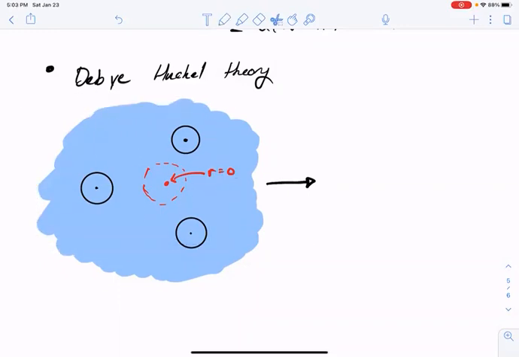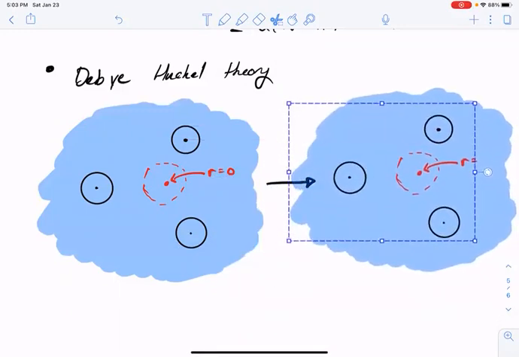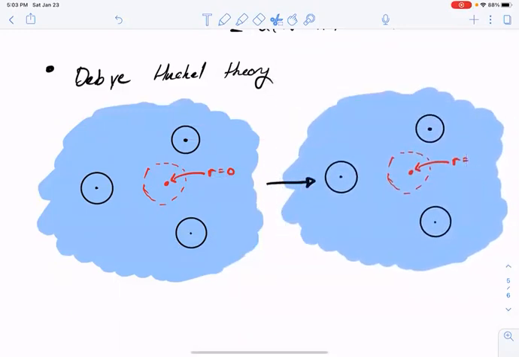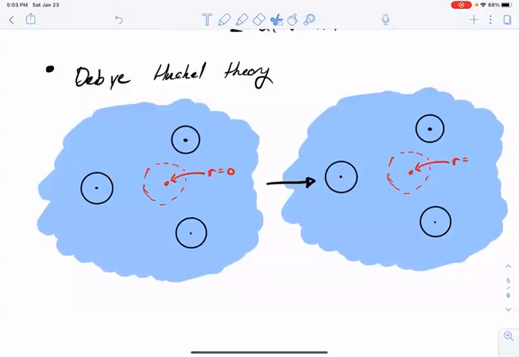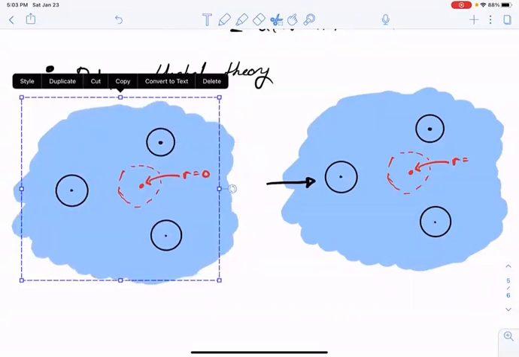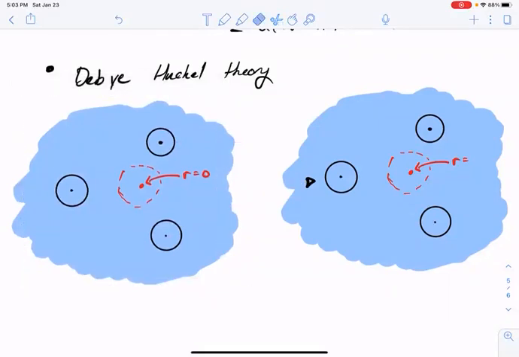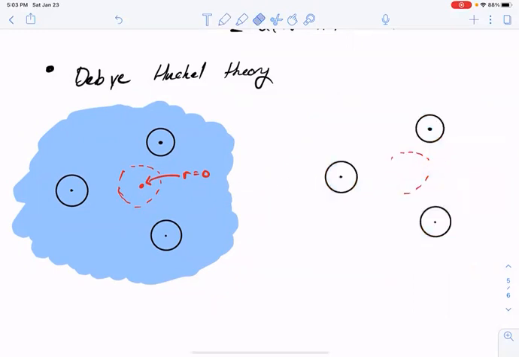How do the other ions reorganize when I drag an ion to the origin? Which is essentially asking, how do ions structure around each other? Let's try this again. So let's now do that in red.